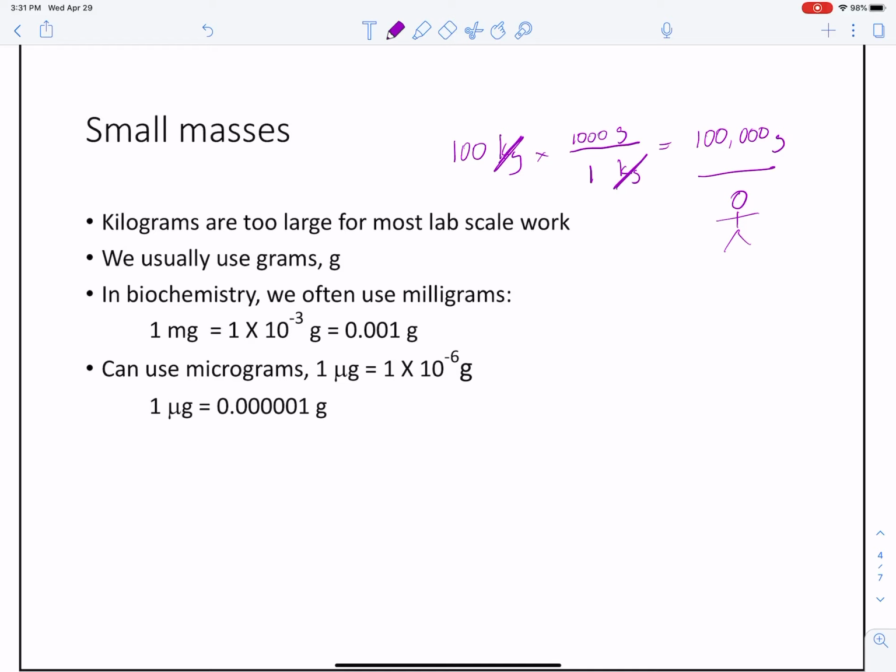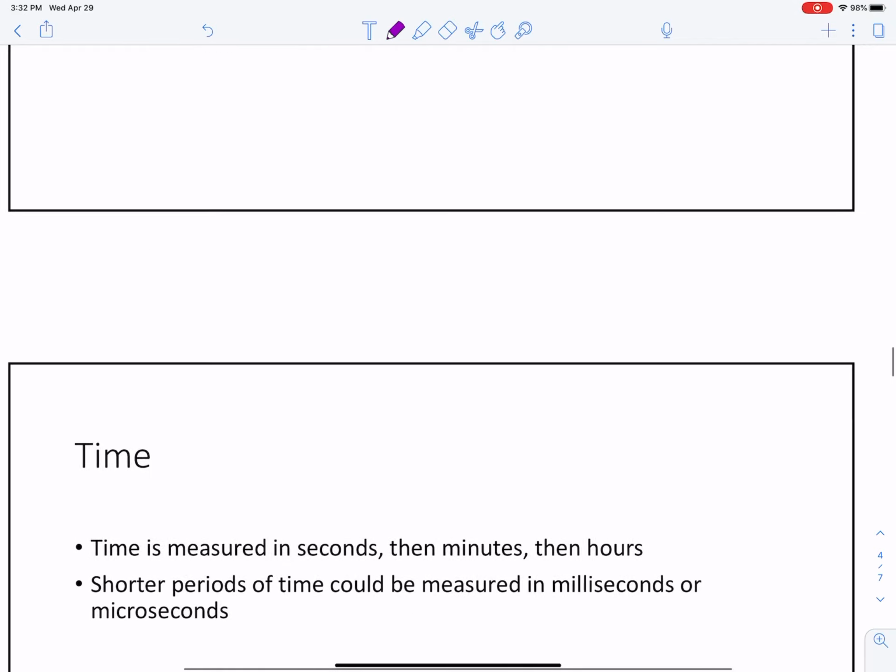In biochemistry, where we're looking at enzymatic function and enzymes and how they work, we'll sometimes use milligrams or even micrograms. Milli is where you divide by 1,000, so you take the number of grams and you reduce it into 1,000 different parts. And with the microgram, you reduce that gram into 1,000,000 different parts. So there's some masses for you.